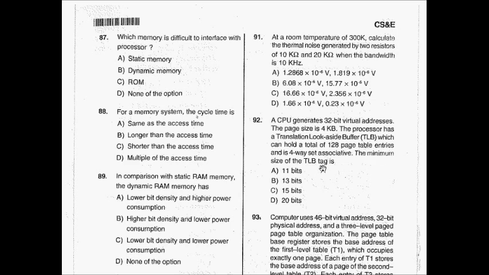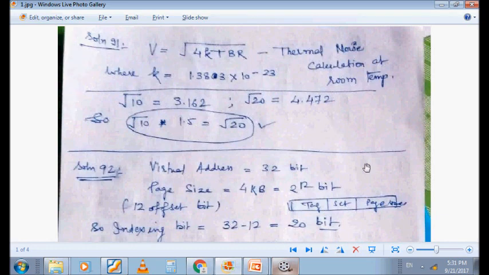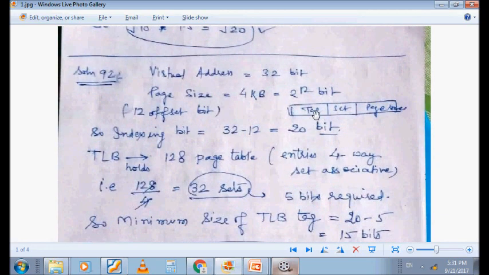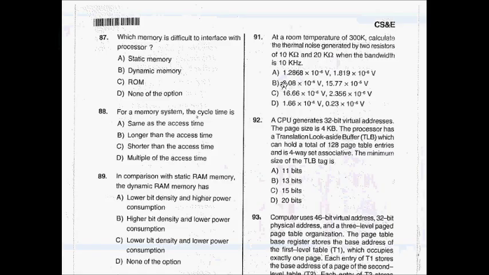ठीक है. So the total size of the CPU virtual address is 32 bits. You can understand more clearly here: this is the total size of the tag, 32 bits. Page size is given as 4 KB. So 4 KB means 12 bits, and if you subtract this 12 bits from 32 bits, it becomes 20 bits. So 20 bits becomes the upper part.